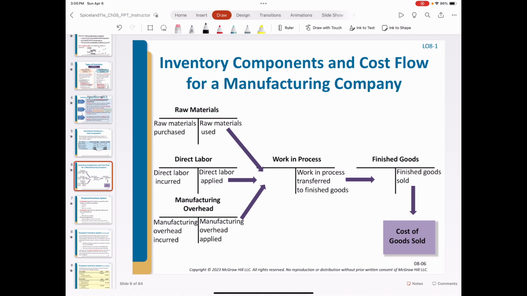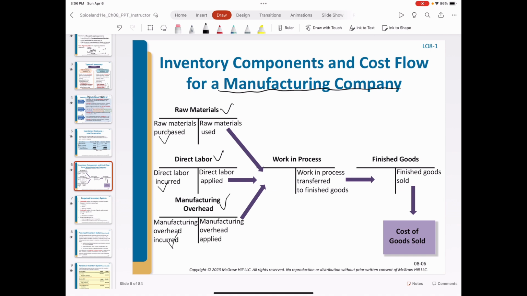And this slide shows the inventory components and the cost flow for the manufacturing company. We can see here there are three accounts: raw material, direct labor, and manufacturing overhead. If the company purchased raw material, we are going to debit raw material. If the company used direct labor, we will debit direct labor. If the company incurred manufacturing overhead, we will debit manufacturing overhead.